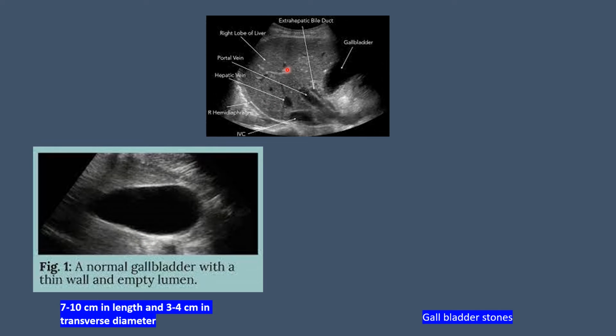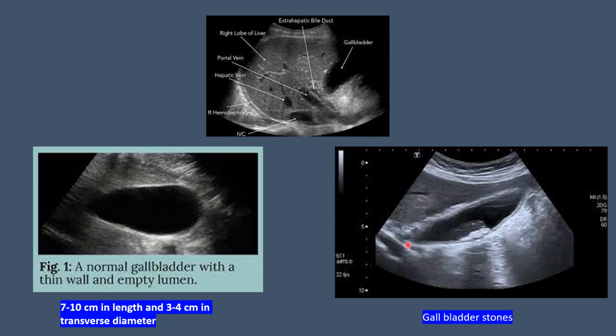This is an ultrasound to show you the gallbladder. Here this is the portal vein and this is the extrahepatic bile ducts. And this is an ultrasound picture of a gallbladder showing gallstones. This is a gallbladder. The wall is thickened, and multiple gallstones are seen within the lumen, and these are identified as gallstones by the posterior shadow they cast on ultrasound.